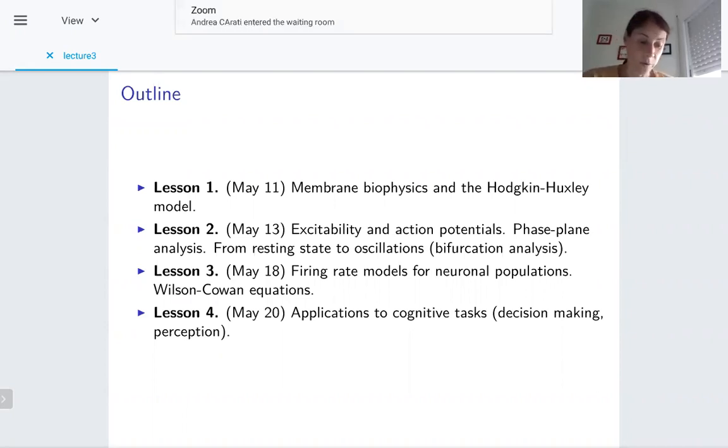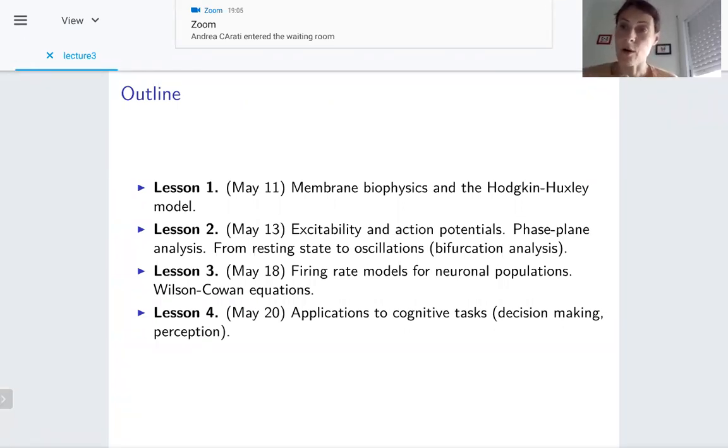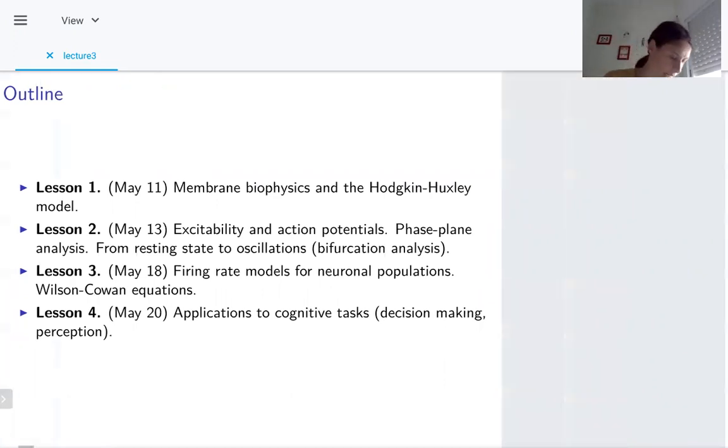Today, we want to jump from single neurons to networks of neurons. I'm going to present you some of the ingredients that we need to build a neuronal network, and I'm going to discuss the type of dynamics that emerges from a network. Okay, so this is going to be the topic for today. And for the last lecture, we're going to see applications of this, or modeling of some cognitive tasks like decision making and perception.